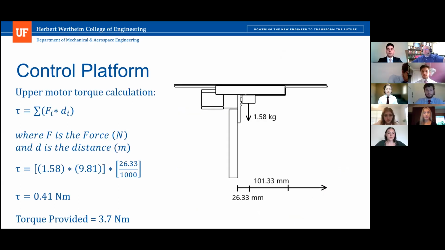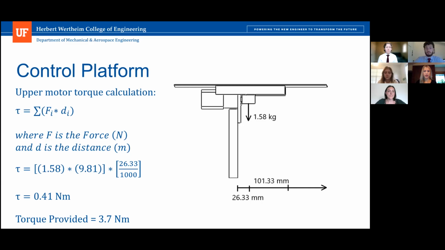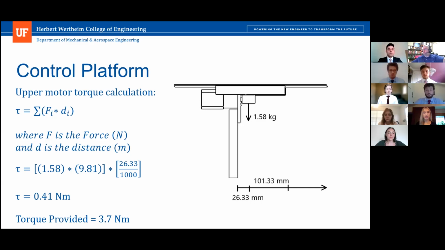The torque for each stepper motor can be calculated from a force of 15.5 newtons and a distance of 26.3 millimeters, resulting in a torque of 0.41 Newton meters. The torque provided by each motor is 3.7 Newton meters.